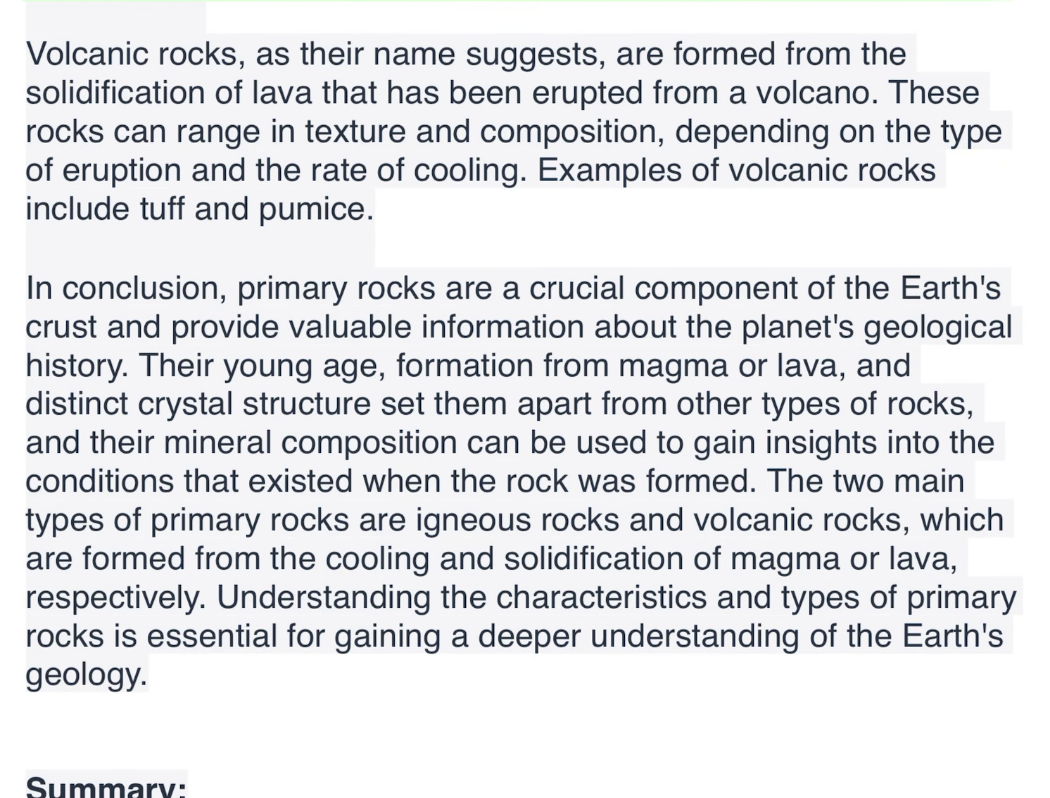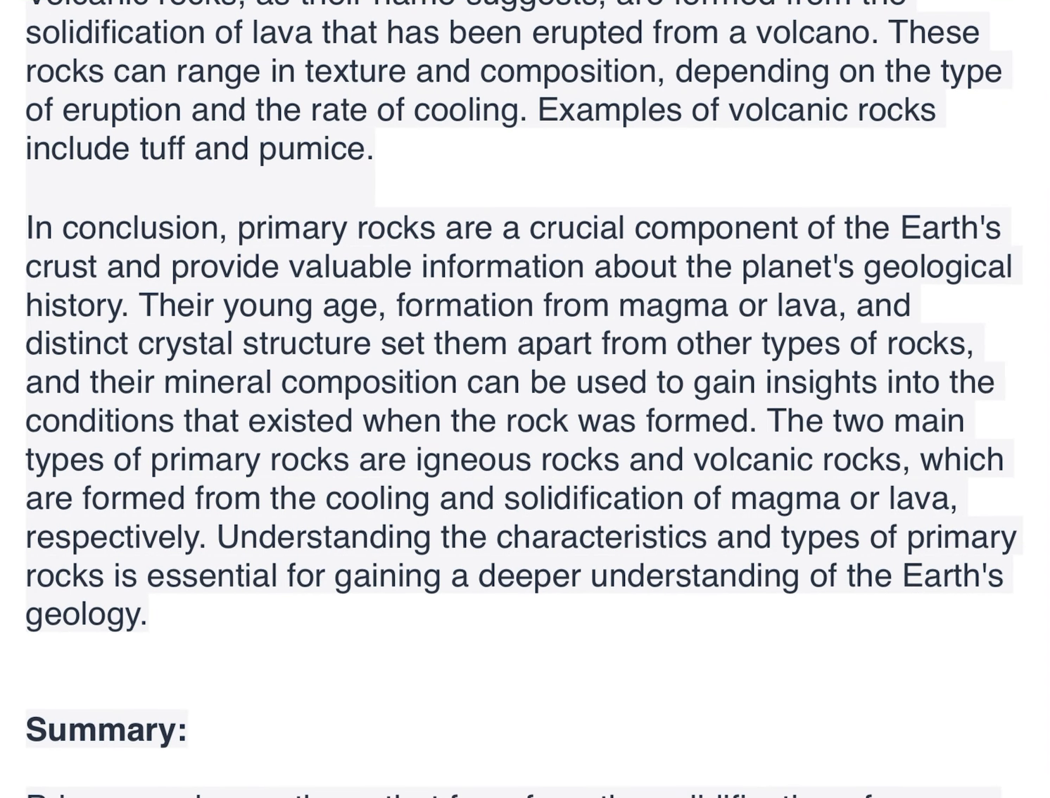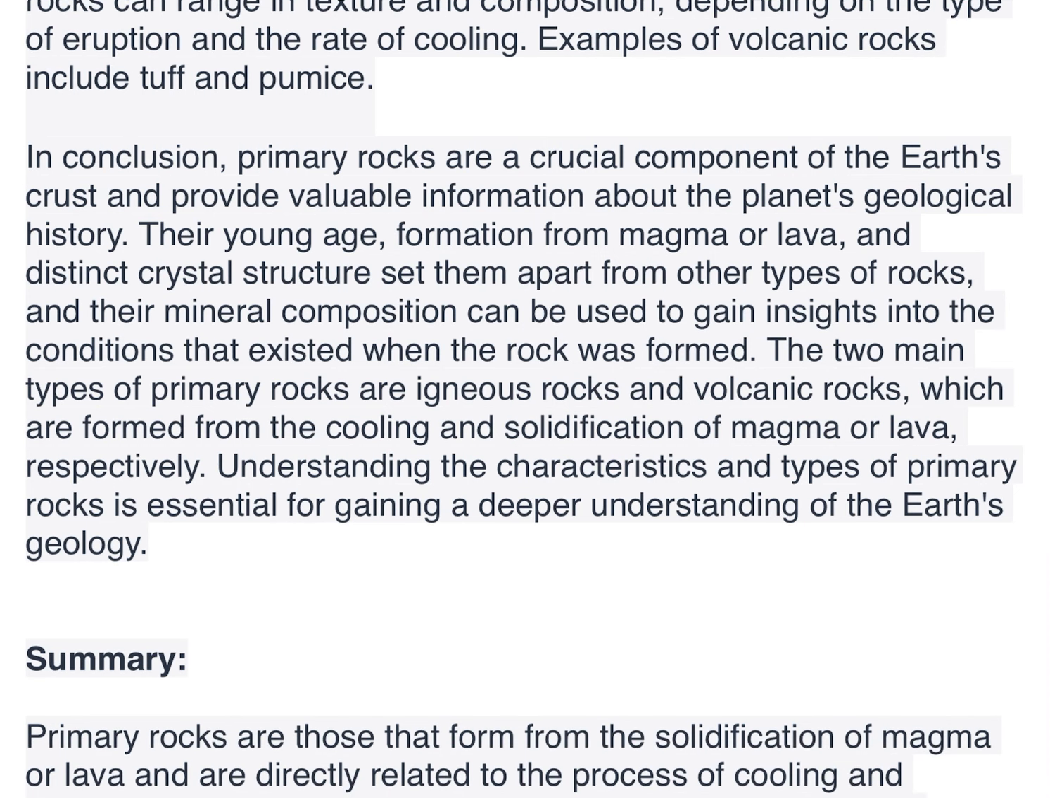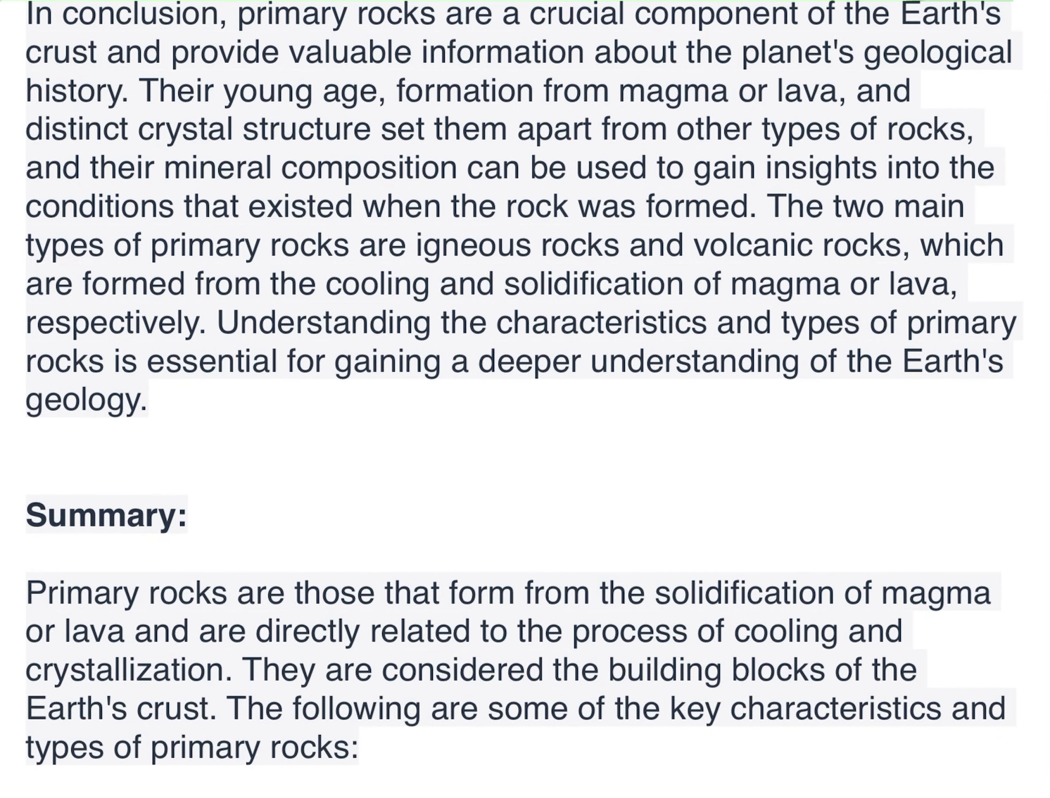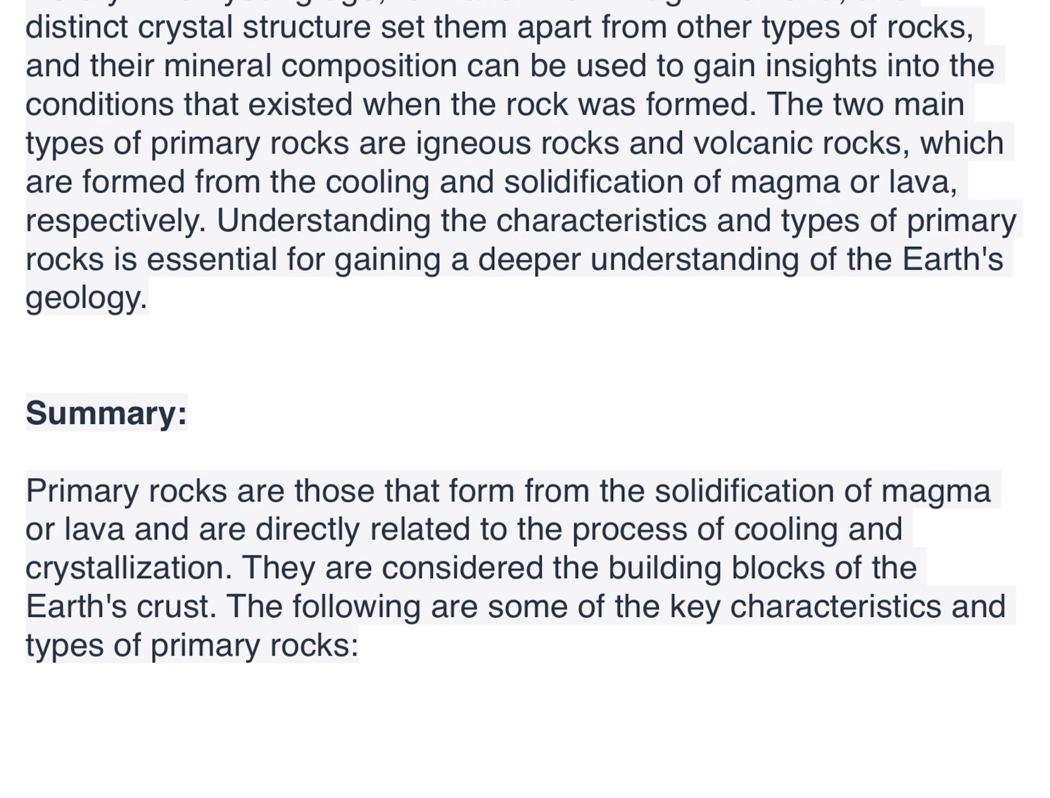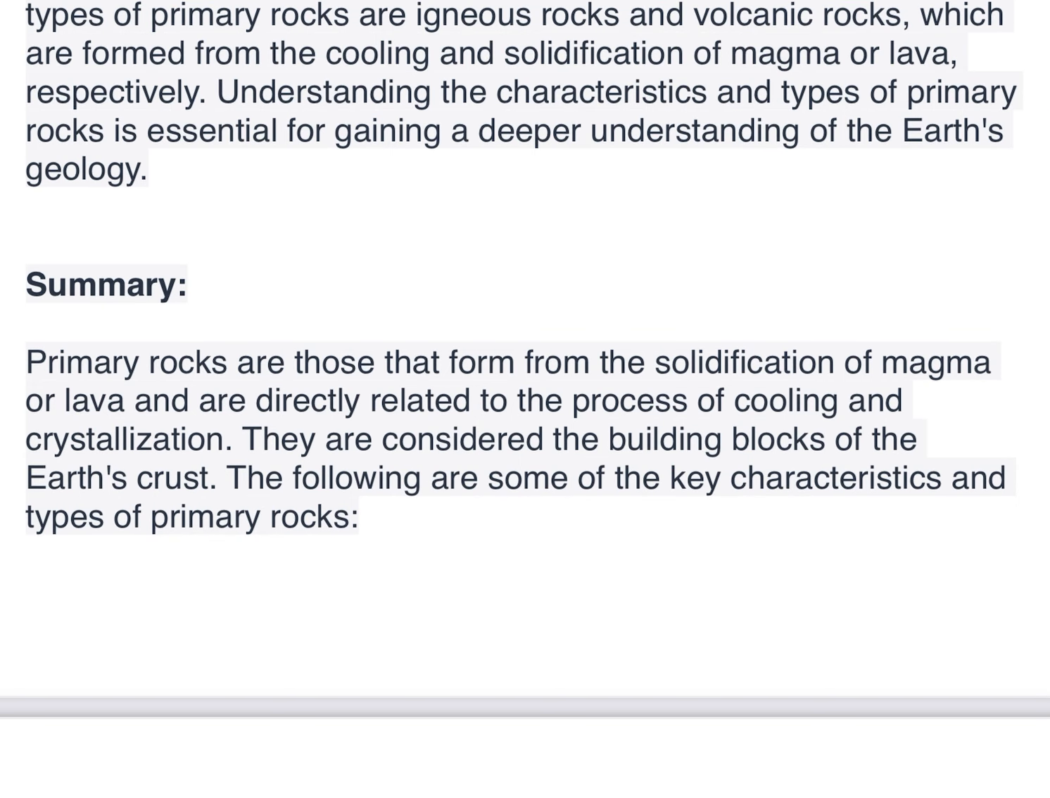In conclusion, primary rocks are a crucial component of the Earth's crust and provide valuable information about the planet's geological history. Their young age, formation from magma or lava, and distinct crystal structure set them apart from other types of rocks, and their mineral composition can be used to gain insights into the conditions that existed when the rock was formed. The two main types of primary rocks are igneous rocks and volcanic rocks, which are formed from the cooling and solidification of magma or lava, respectively. Understanding the characteristics and types of primary rocks is essential for gaining a deeper understanding of the Earth's geology.